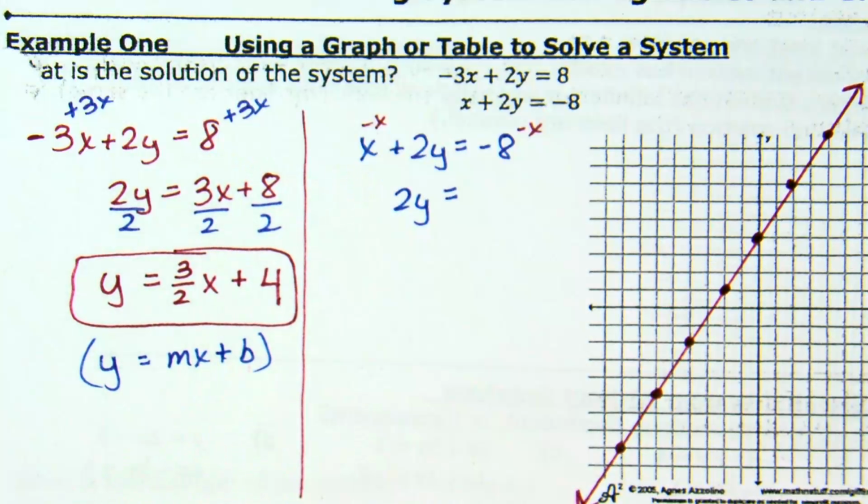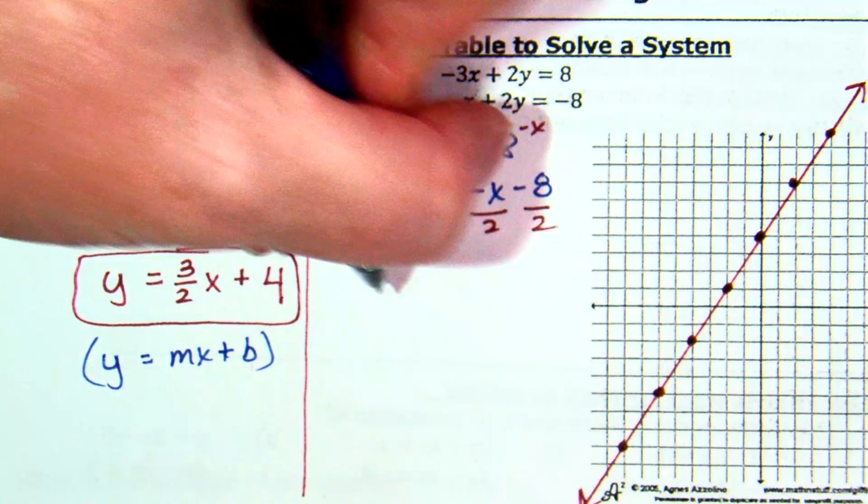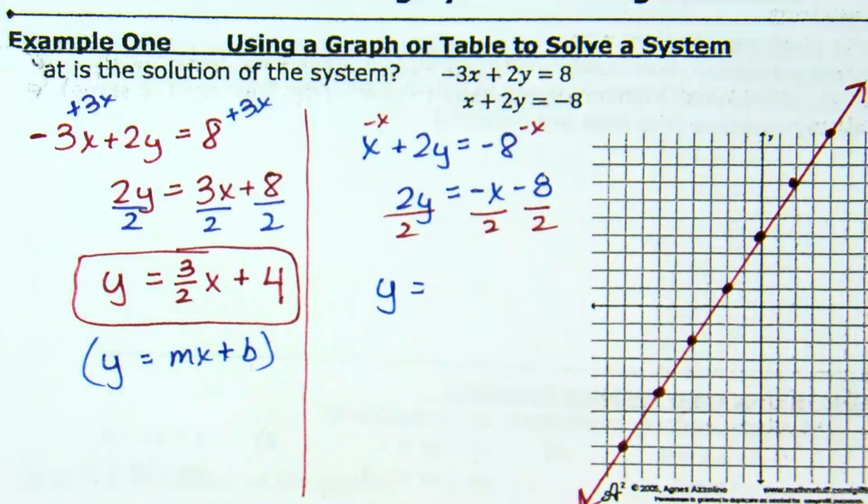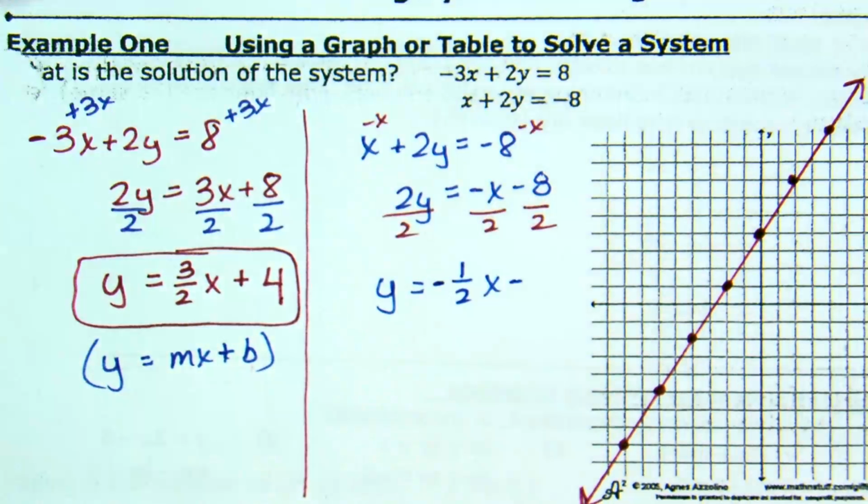Put it up, Maddie. How do I finish this off? Divide by 2. So now, y equals, okay, this is a good one to look at. What is negative x divided by 2? Negative 1x over 2, which makes this negative 1/2 x. Minus 8 divided by 2 is 4.